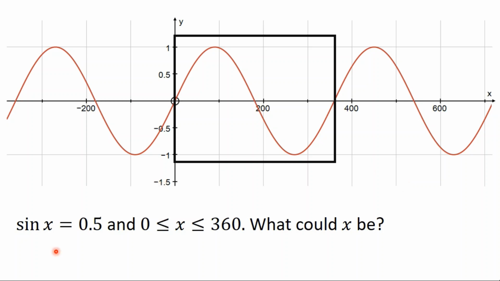Okay. And this then is a manageable question. I'm still getting multiple answers, but not an infinite number. So if I do the exact same process, I draw a line from y is 0.5, and I find where that would meet the x-axis here, and I can approximate whereabouts they are. Okay, so that's about 30, that's about 150. And in fact, if you remember your exact values, those are exactly 30 and 150. But from my graph, I can see that that is approximately what they are.